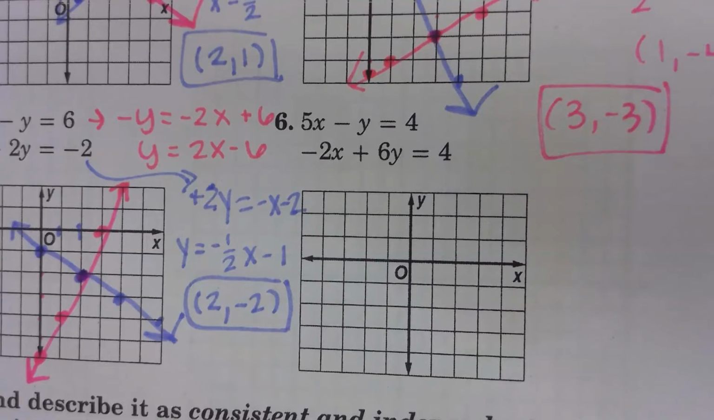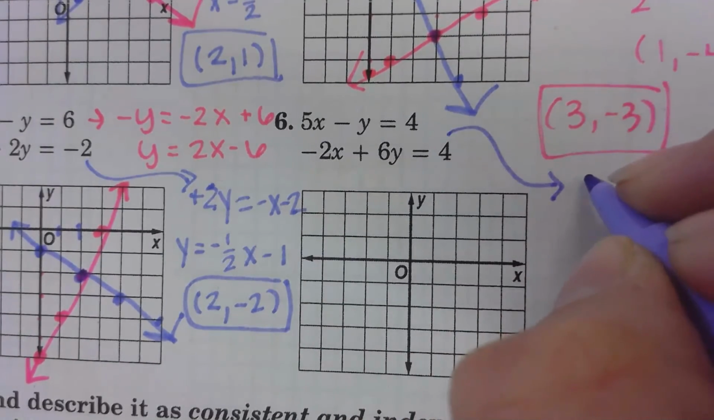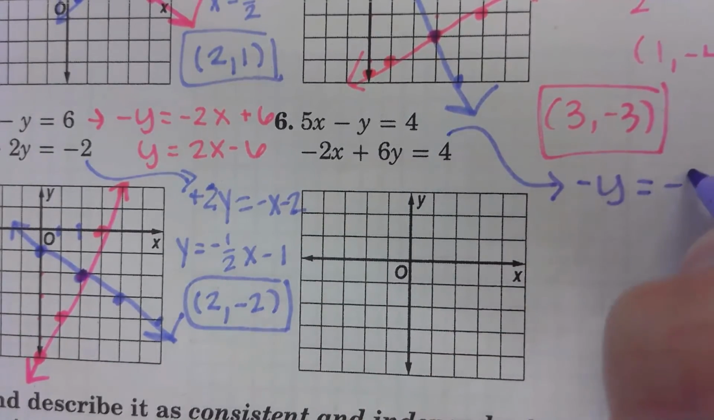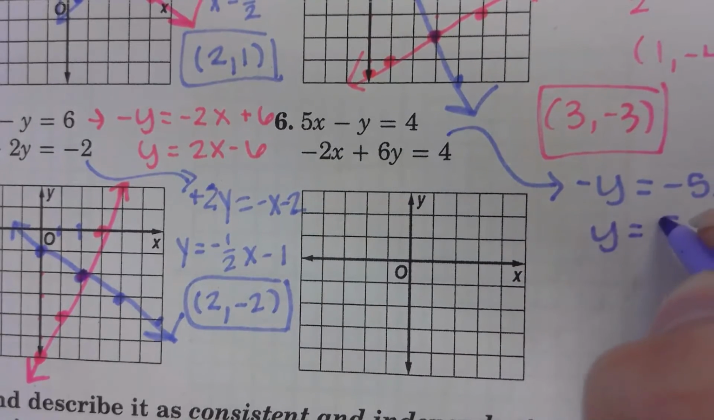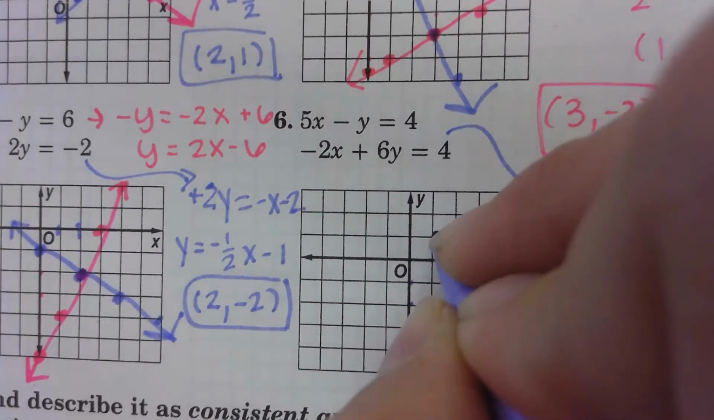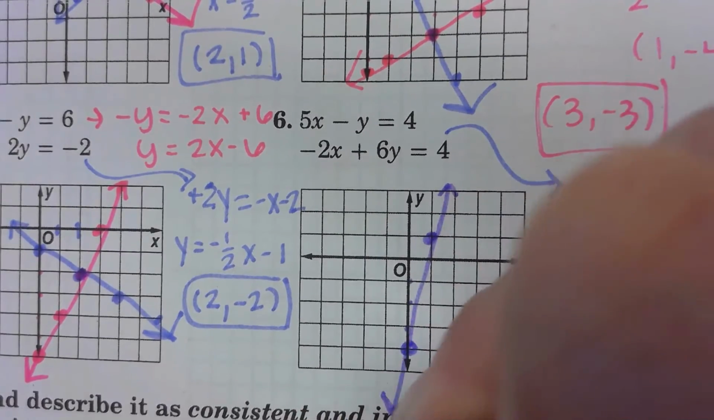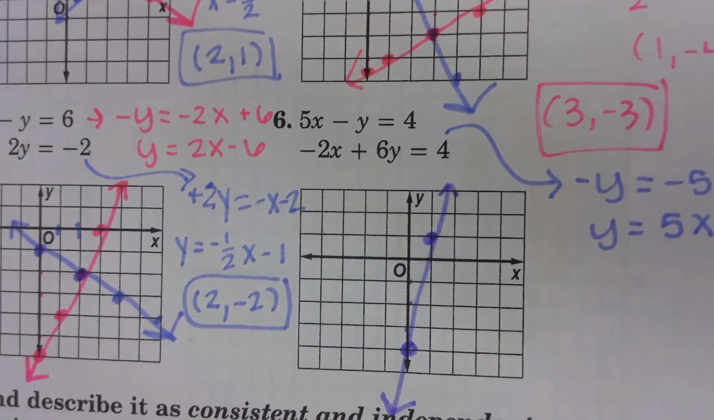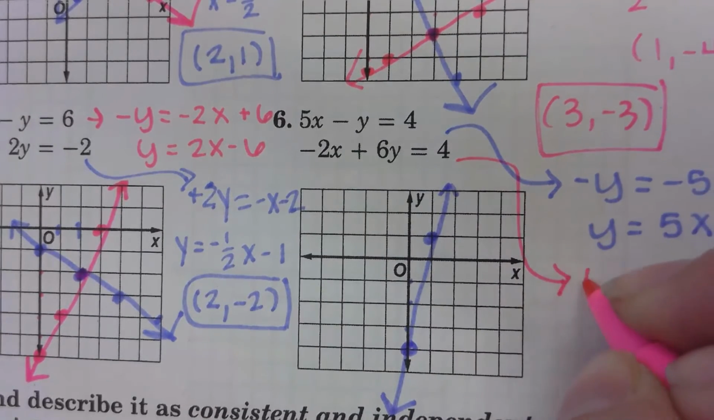In 6, same idea, solve for y. Plot your y-intercept if it's nice. Connect your 2 points. Graph your second equation.